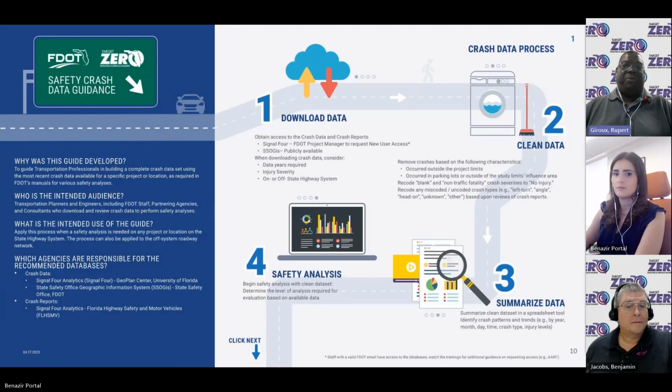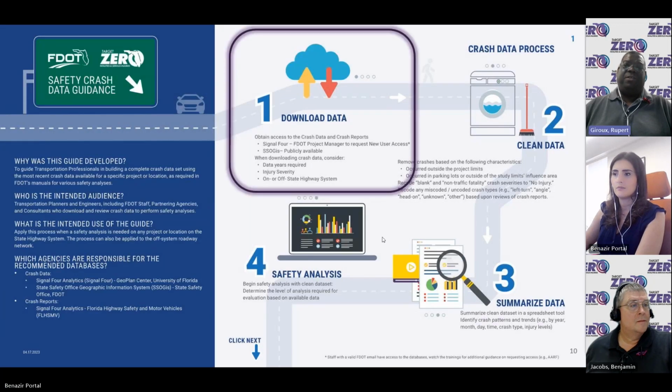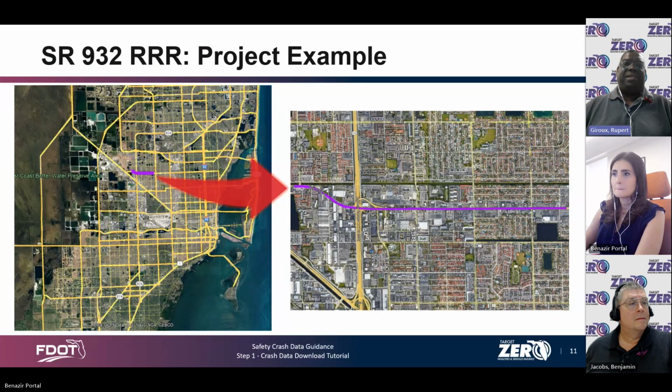As mentioned at the beginning of the recording, this video focuses on the use of Signal 4 for crash data download, or step 1 of the guide. The project we will use as an example is a resurfacing, restoration, and rehabilitation, or RRR project. The project covers State Road 932 from west of Northwest 82nd Avenue to east of West 6th Avenue in Miami-Dade County. To download the crash data, you will need to determine the number of years of crash data desired.